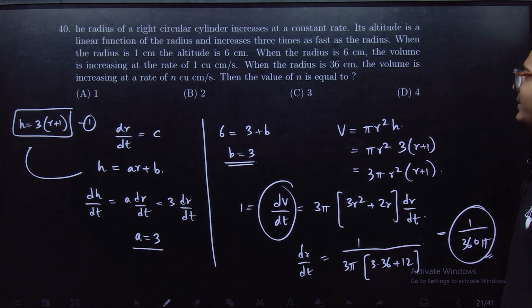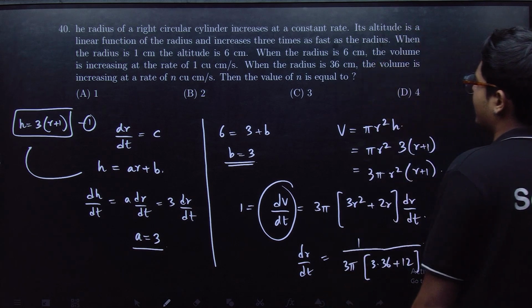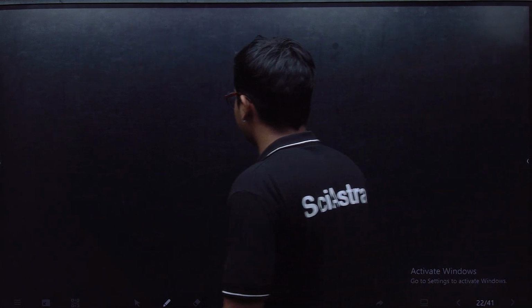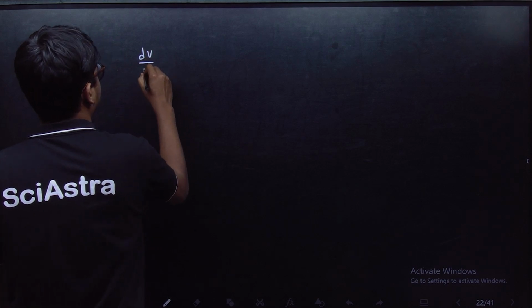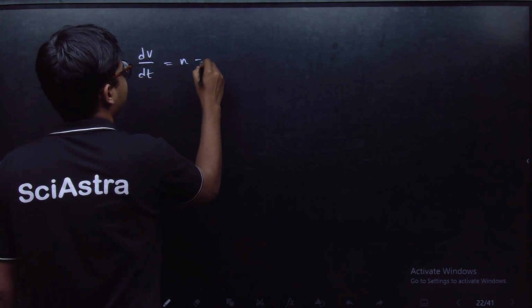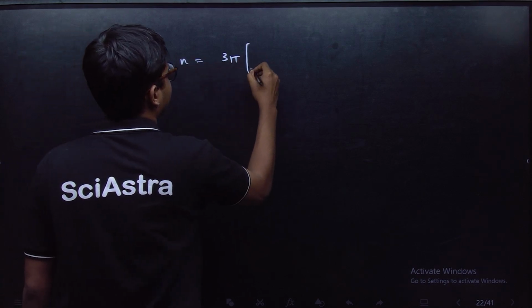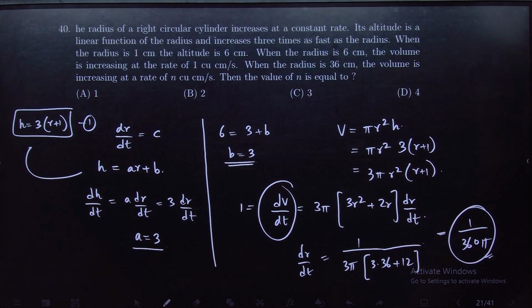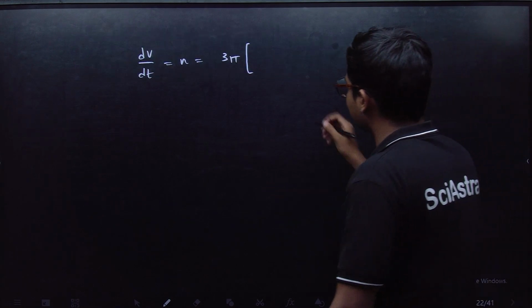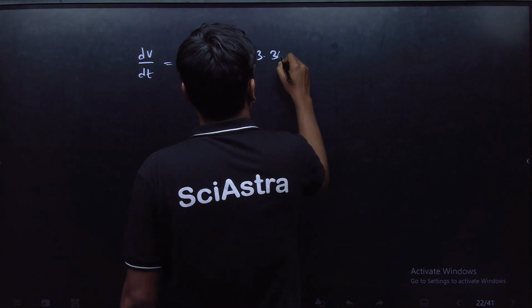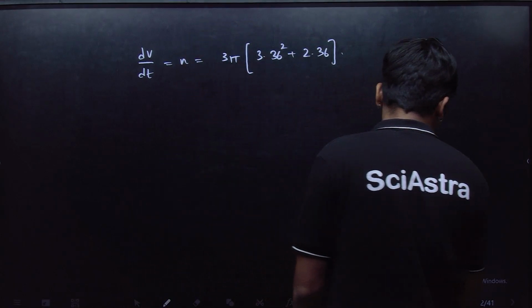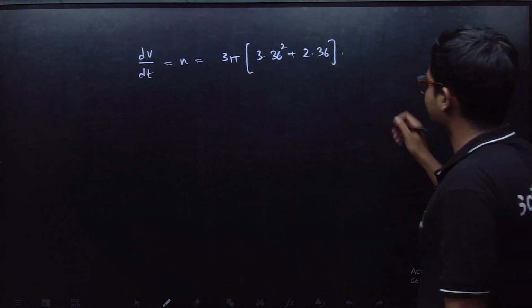Now the question is, when the radius is 36 centimeters, the volume is increasing at a rate of n cubic centimeters per second. What is the value of n equal to? So now the radius is 36. So just plug this here, right? So dv by dt, which is equal to n, is going to be 3 pi times 3 times 36 square plus 2 times 36 times dr by dt, which is 1 by 360 pi.